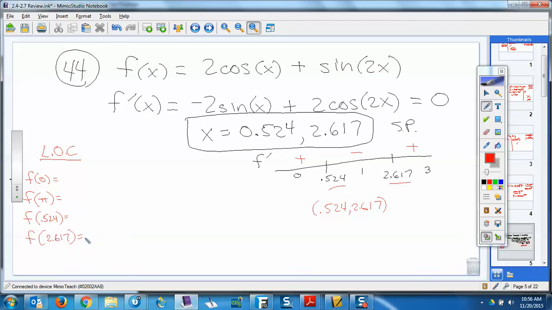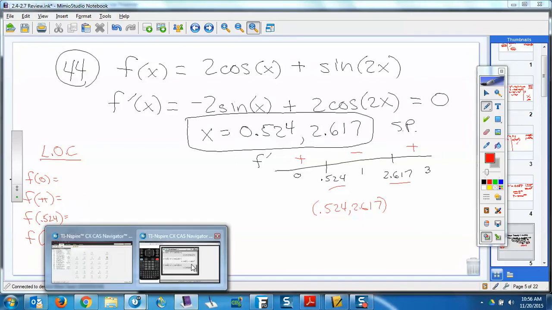0.524 is actually pi over 6. Did your calculator give you pi over 6 when you did it? No. Okay. And 2.617 is 5 pi over 6, right? But it doesn't matter that you didn't know that. Decimal answers are just fine here, because we have our calculators and we can plug these in. So now we need to plug those in.